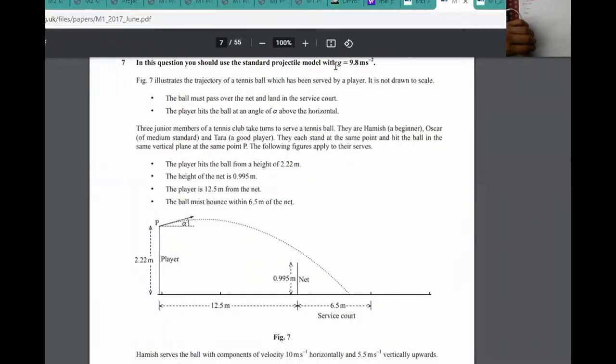Good morning and welcome to another question in Projectiles. The question we're doing today is an MEI question, and this is a complete question of 18 marks, so that should cover quite a lot of what we need to do. Okay, guys, what does it say?